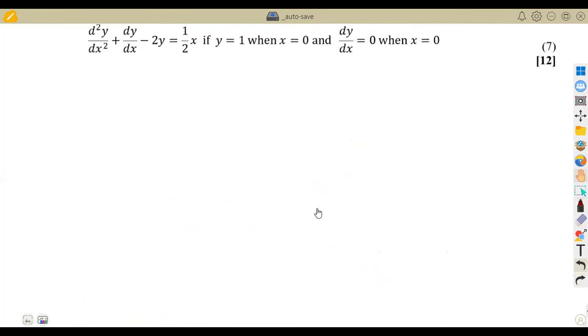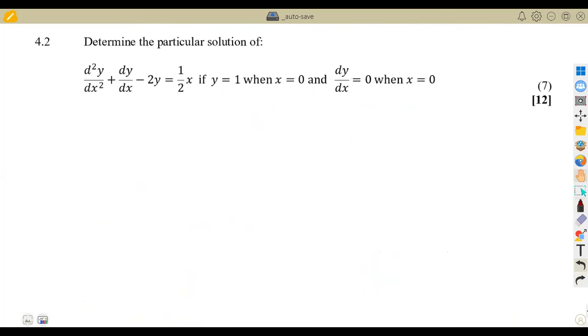All right, let us check the other part, 4.2. We are now given the second order, that is the second derivative. This time we've got 4.2. All right, so this is given as d squared y dx squared plus dy dx, minus 2y is equal to half of x. So this is half of x.